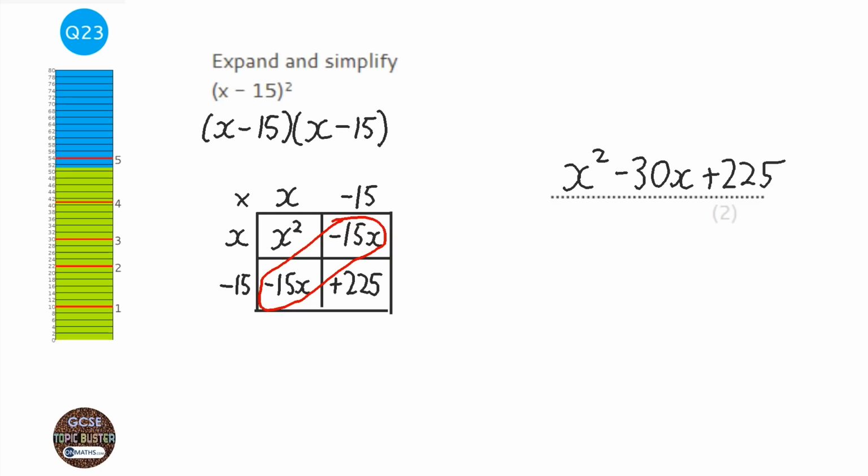Now the really common answer to this is people thinking it's x squared plus 225. Okay, and that is wrong. Okay, students do that, and I'll put a big cross through it. Students do that because they don't understand that you're squaring the whole bracket, you're not just squaring the things inside the bracket.